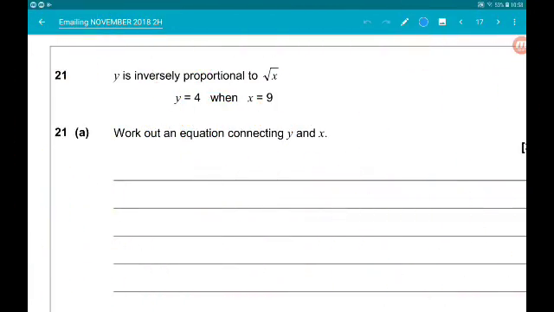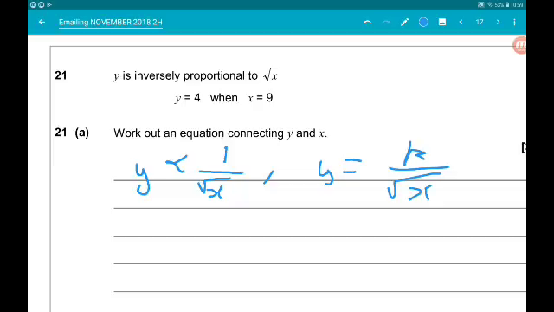Okay, 21, we have proportion, so my playlist is down below. So, y is inversely proportional to a root x. Straight away, I'm going to write down y is proportional to 1 over root x, and that means y is equal to k over root x. Y is 4 when x is 9. Work out an equation linking y and x.